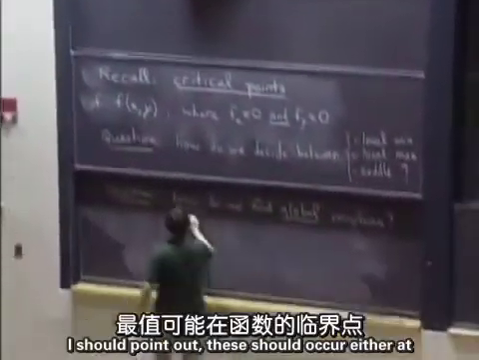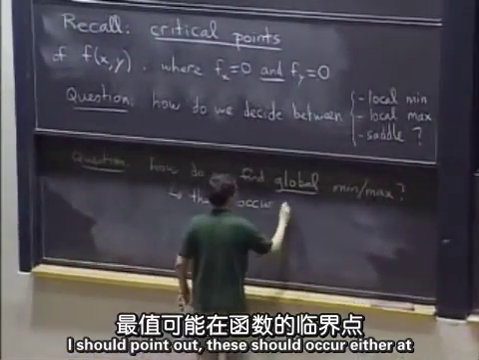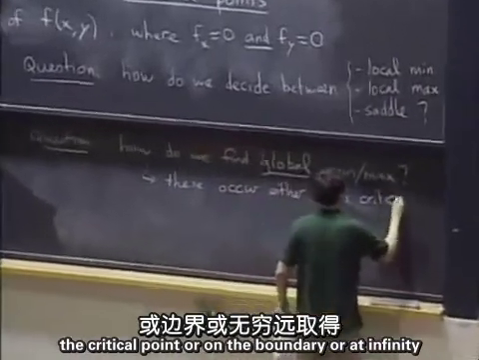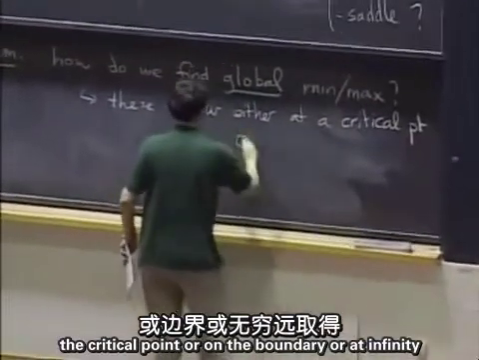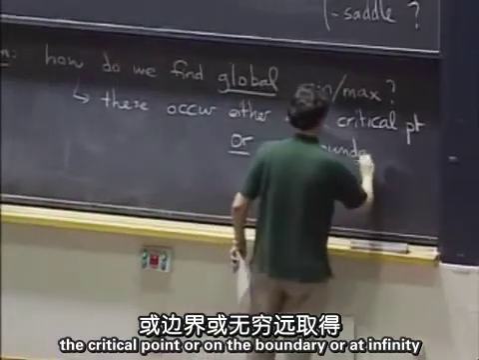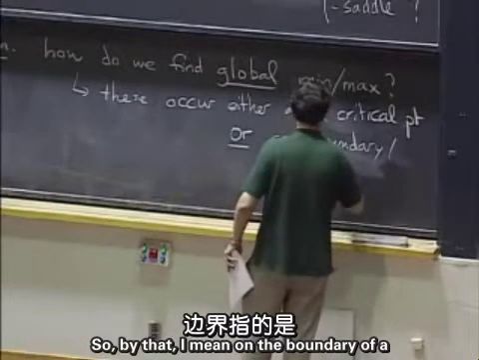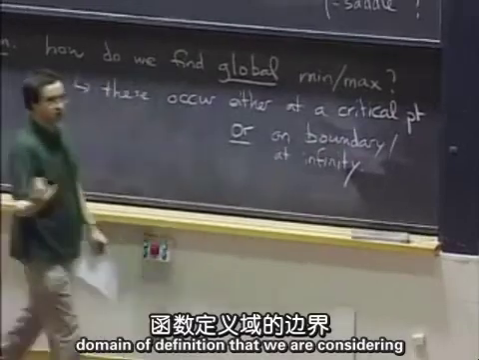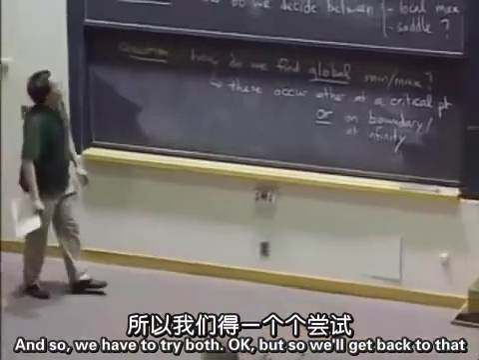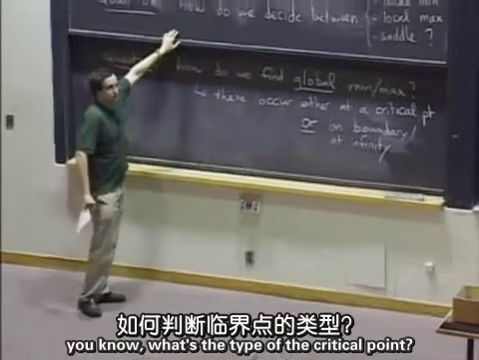So in general, to point out, these could occur either at a critical point or on the boundary or at infinity. By that I mean on the boundary of a domain of definition that we are considering. And so we have to try both. Okay, so we'll get back to that. For now, let's try to focus on the question of what's the type of the critical point.